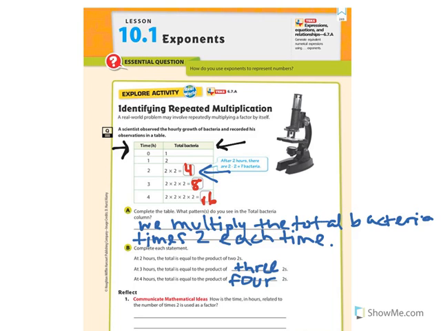On this next slide we can take this information and simplify the way that we are writing this very long expression. If you notice, all these 2's written out like that are kind of long. So there's going to be another way to write it. And if we look at the reflect question, how is the time in hours related to the number of times 2 is used as a factor? Well, how many 2's did I just circle? I circled 4 2's, and that's the number of hours. So the hours in this case equals the number of 2's being multiplied.